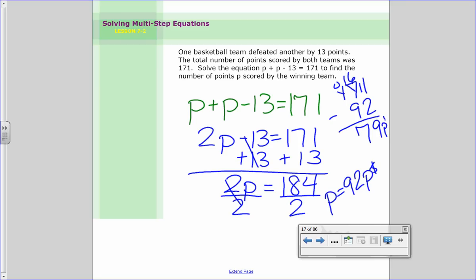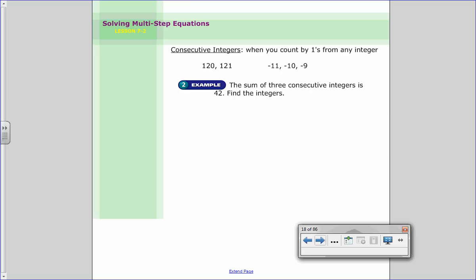979. So the winning team scored 92 points, while the losing team scored 79. So really all we needed in this case was the 92 points. So that's the first part of your lesson.